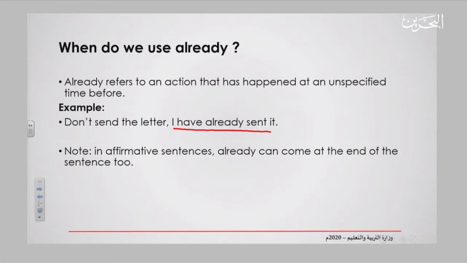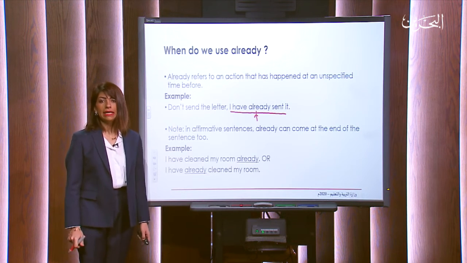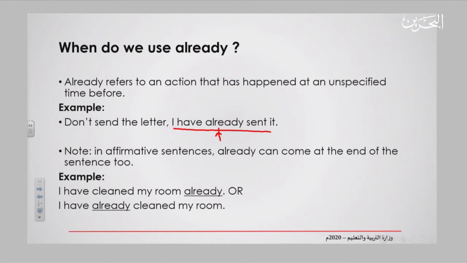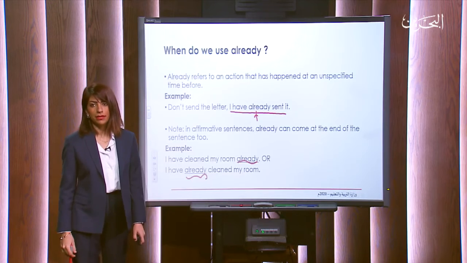I want to bring to your attention a very important note. In affirmative sentences, already can come at the end of the sentence too. For example, I have cleaned my room already. Here, already came at the end of the sentence. Or it could also be, I have already cleaned my room. So it means it could come in the middle of the sentence. So it's fine. Already is flexible. It can come at the end or in the middle.